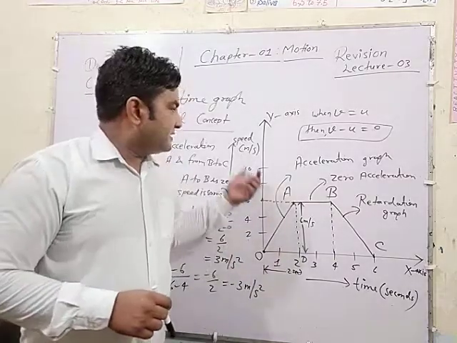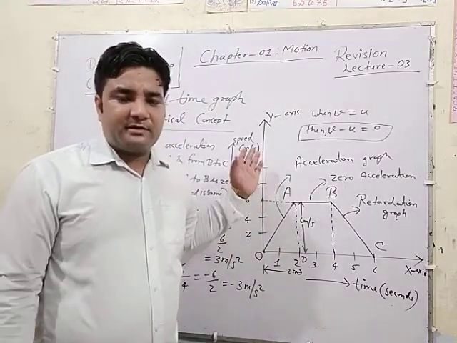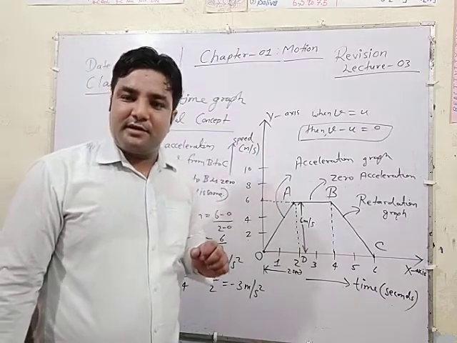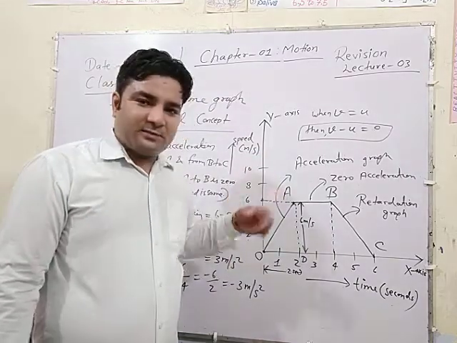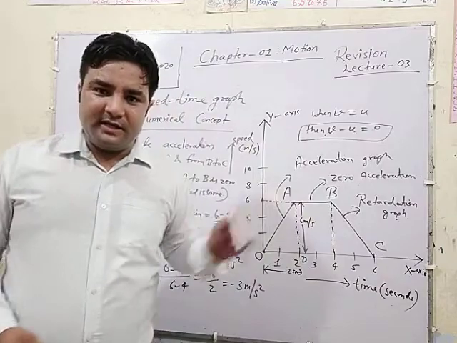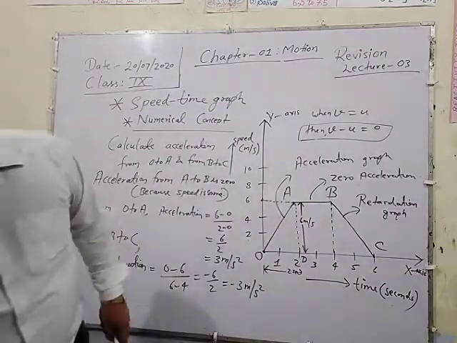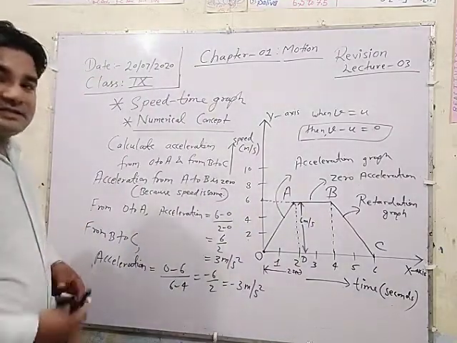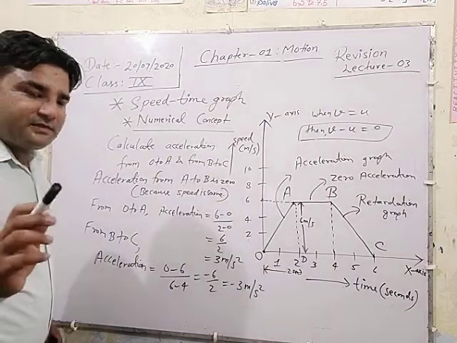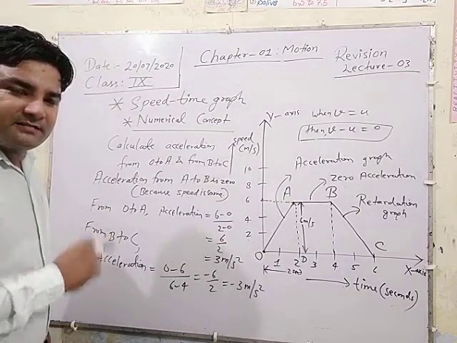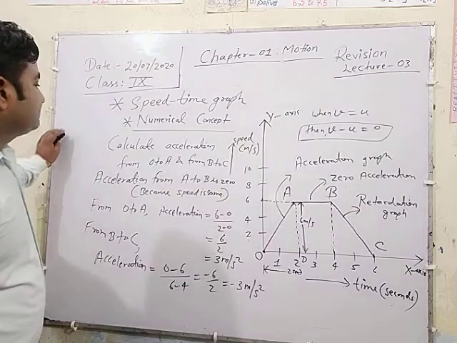Suppose we have to calculate what? Displacement. Here speed given means distance. Whenever velocity is given, then you can calculate displacement, but speed is given. Suppose you have to calculate what? Distance. Then area under speed time graph. Just note down this one very simple concept. The slope of speed time graph represents acceleration.